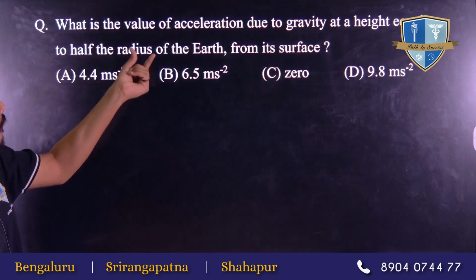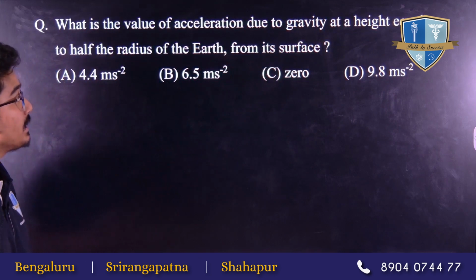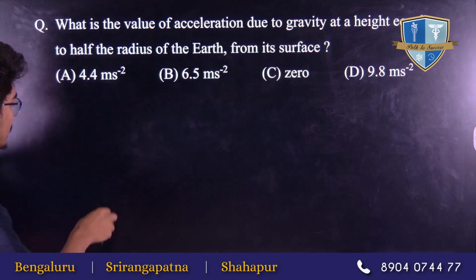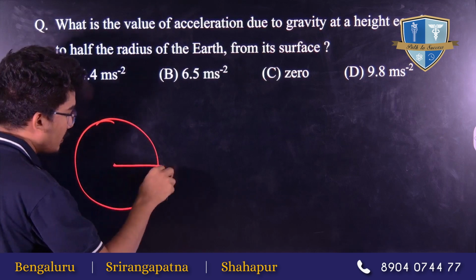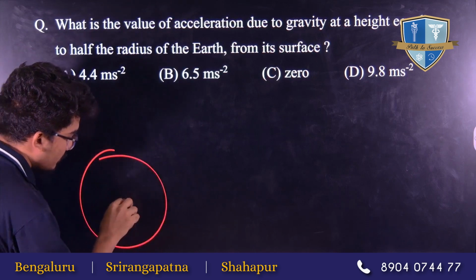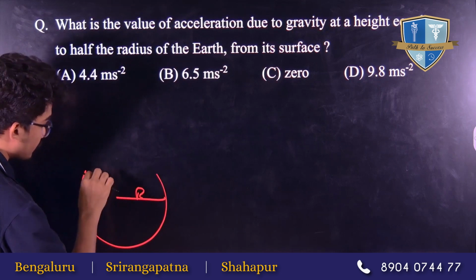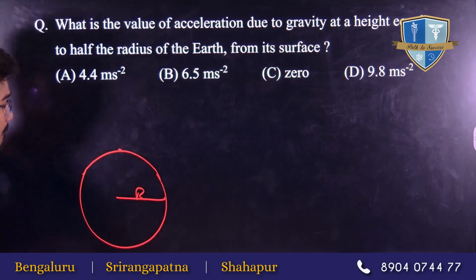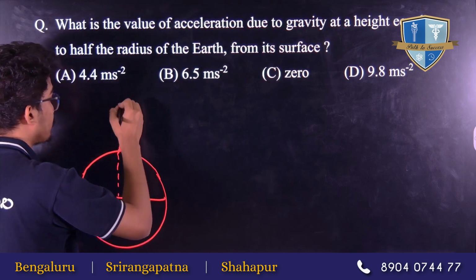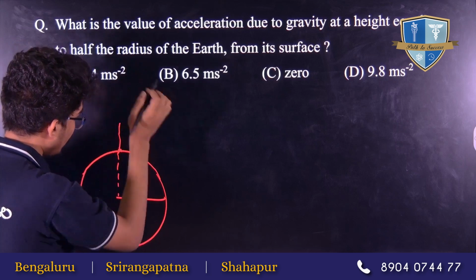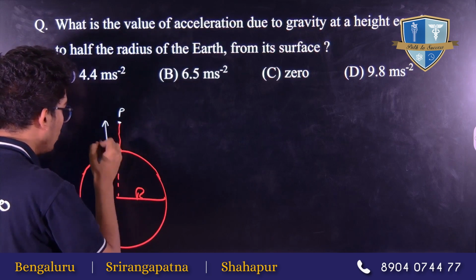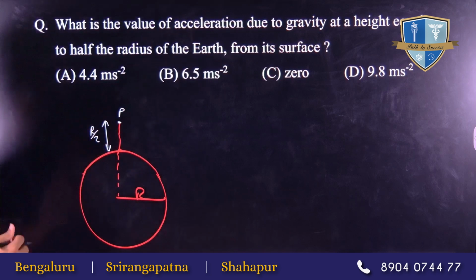What is the value of acceleration due to gravity at a height equal to half of the radius of the earth from the surface? So this is the earth and this is the radius of the earth, r, and this is the point. Now we need gravitational acceleration at a point which is r by 2 distance, this is our point P, r by 2 from the surface of the earth.